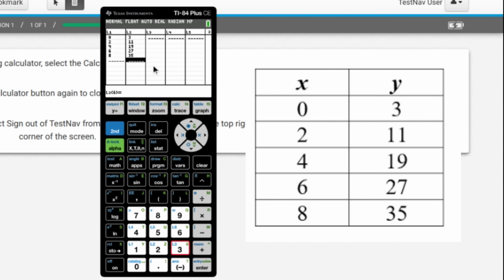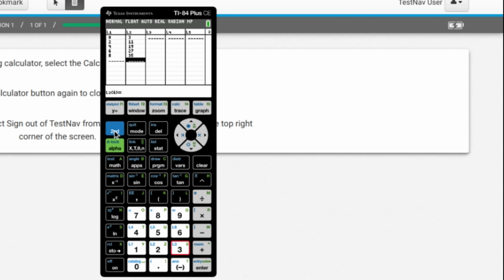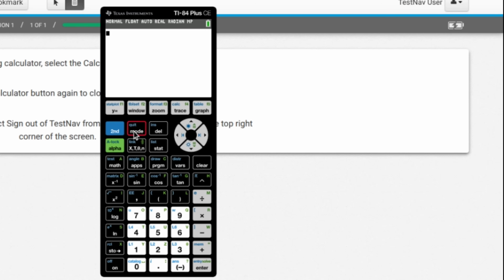I know this is linear. In the previous slide we talked about how to tell if it's linear, quadratic, or cubic. In this case, I know it's linear, so I'm going to find the linear regression. So I'm always going to quit by doing 2nd mode. That step might not be necessary, but at the very least, I'm out of where I need to be.